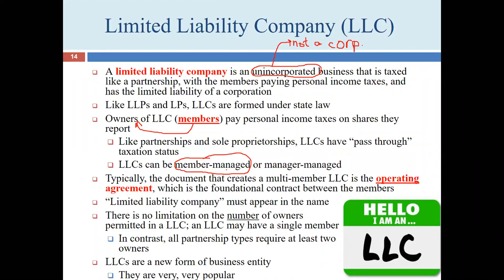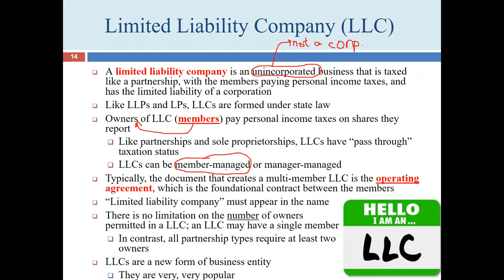But it is possible to have an LLC in which the members, the owners, are hands-off, more like investors than anything else, and they hire actual managers to run the business. In this case, the managers are employees of the LLC. Now that probably requires a bigger LLC than a member-managed LLC, but it can be either way. Whichever way you want to establish it, that's how you would complete your certificate of formation. Remember that Secretary of State website, you actually have to specify it on the form.